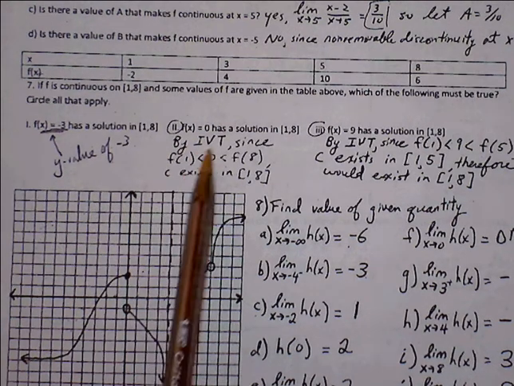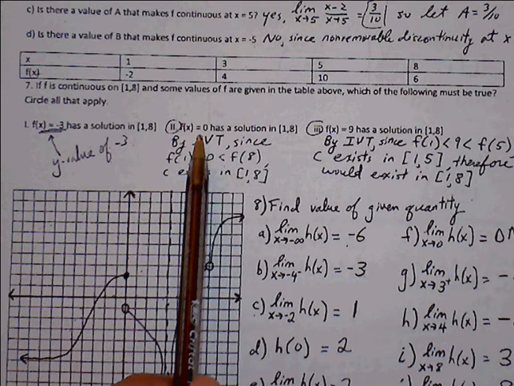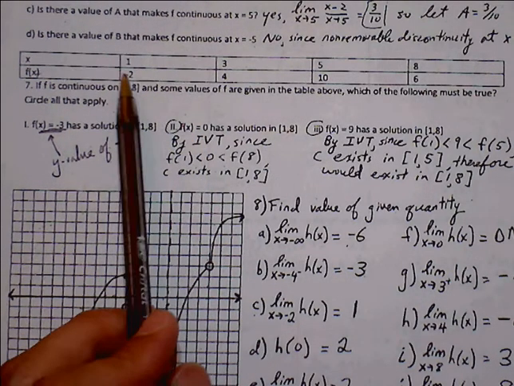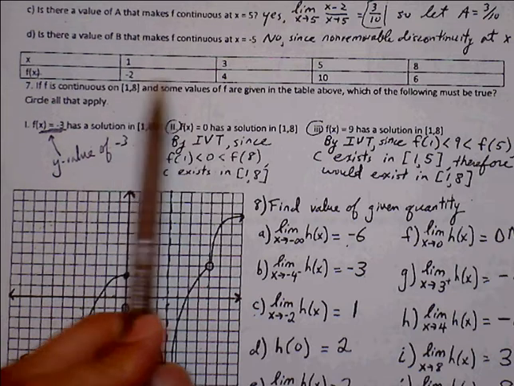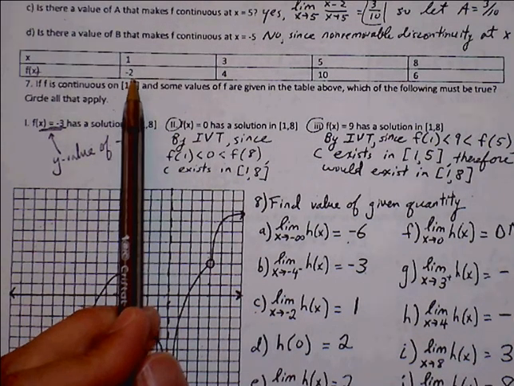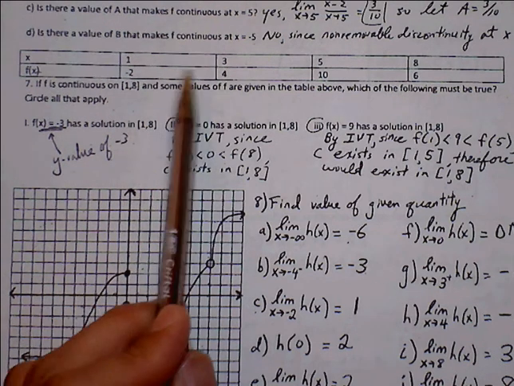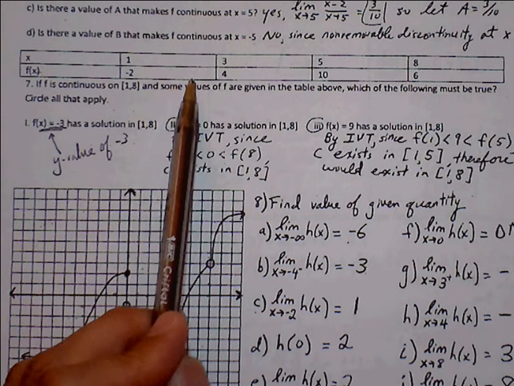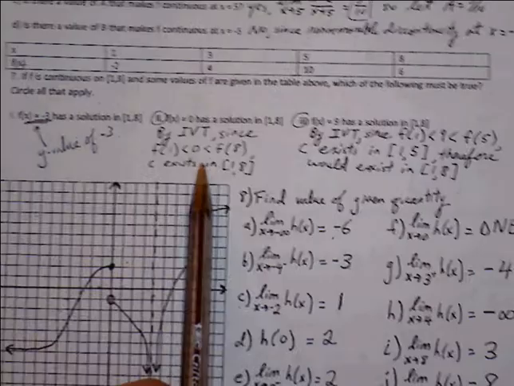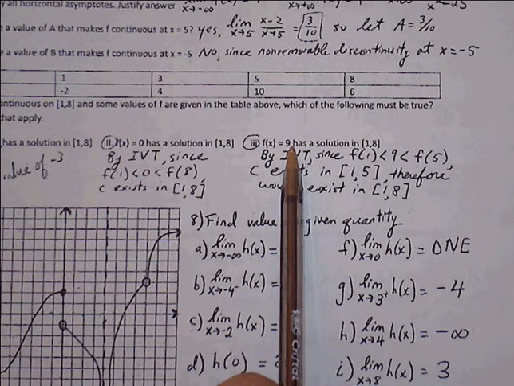Okay, f of x equals 0 has a solution in the interval [1, 8]. f of x equals 0, so y value 0. We can guarantee a y value of 0 because we see a y value of negative 2, and then we see a y value of 4. In order for the graph to be continuous and connect from negative 2 to 4, it's going to have to cross y equals 0 at some point, because we're told that the function is continuous. So this checks off, and we know that we can guarantee this. Can we guarantee that the graph will have a y value of 9?